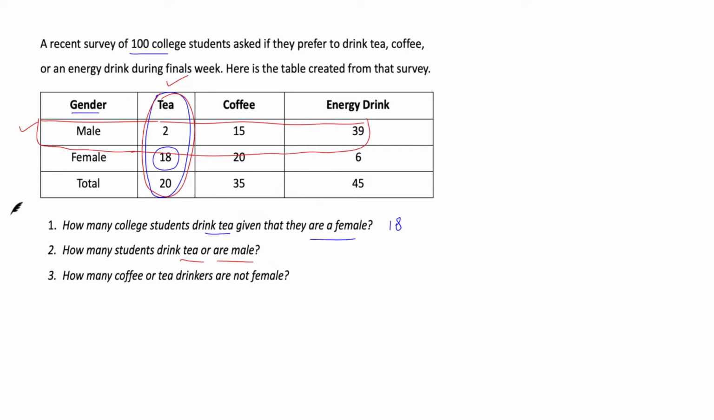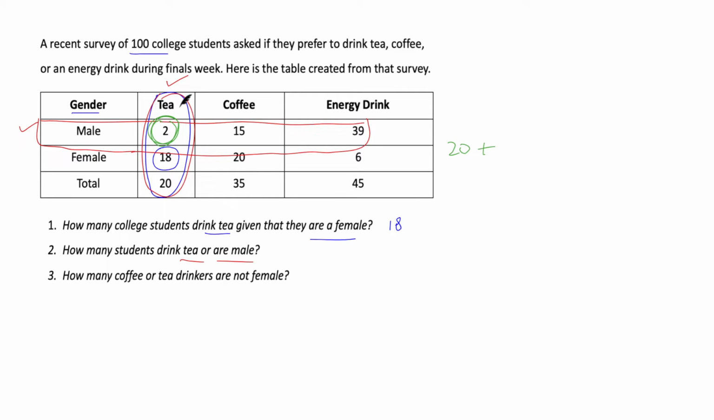But you need to understand that there's one overlapping region, that's this green one. You can't add this twice because it is coming in this column and in this row as well. So that's what you need to subtract from your answer. The total tea drinkers are 20, and total males are, you add. Whenever you have an or, you add. Remember the probability? We talked about this.